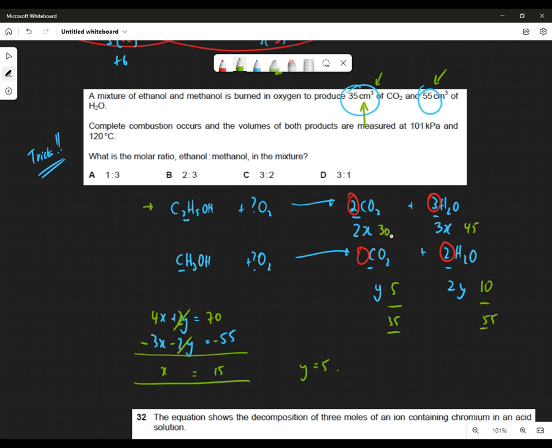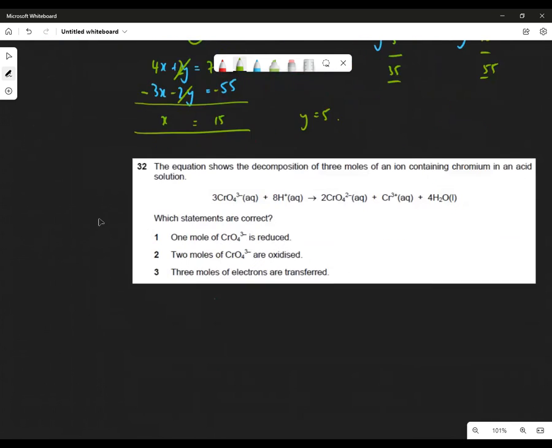So if this is 30, this is going to be 15, isn't it? Yes, because it's 2X, and the other is going to be just X because there's a 1 there. If this is 5 here, this is also going to be 5 as well, isn't it? So now we've got the molar ratio of methanol to ethanol is 3 to 1. That's a tricky one for sure. I think that's a tiny bit unfair because you have to know that little trick, don't you?